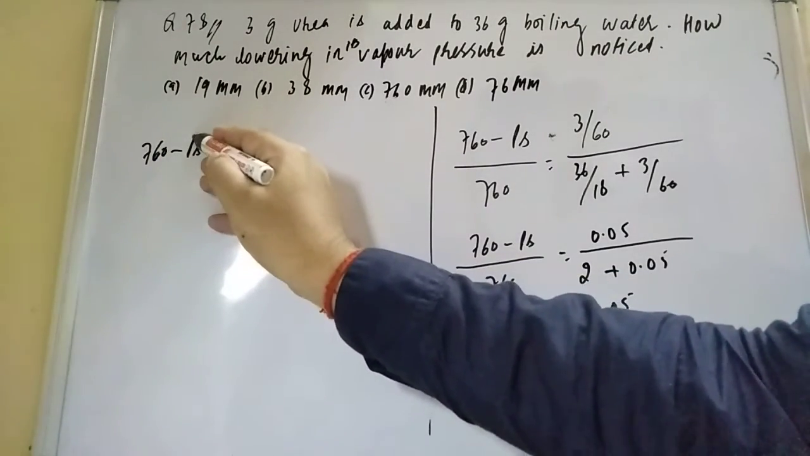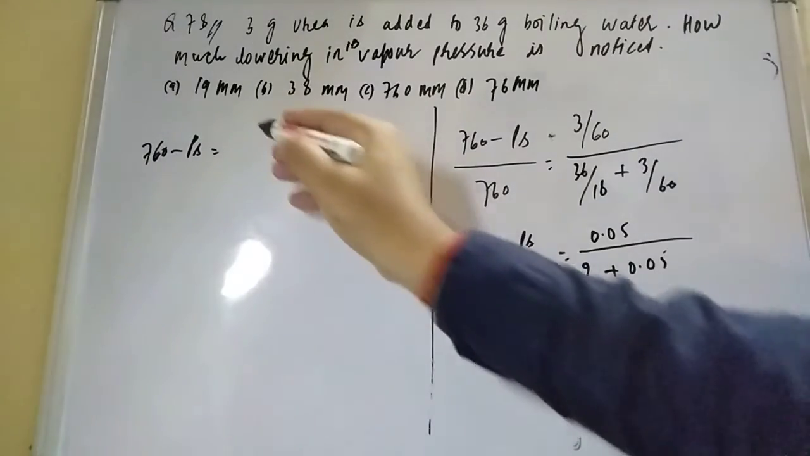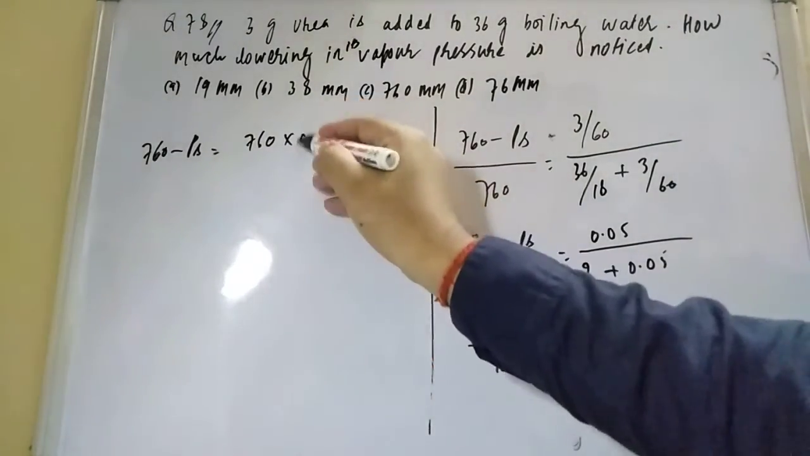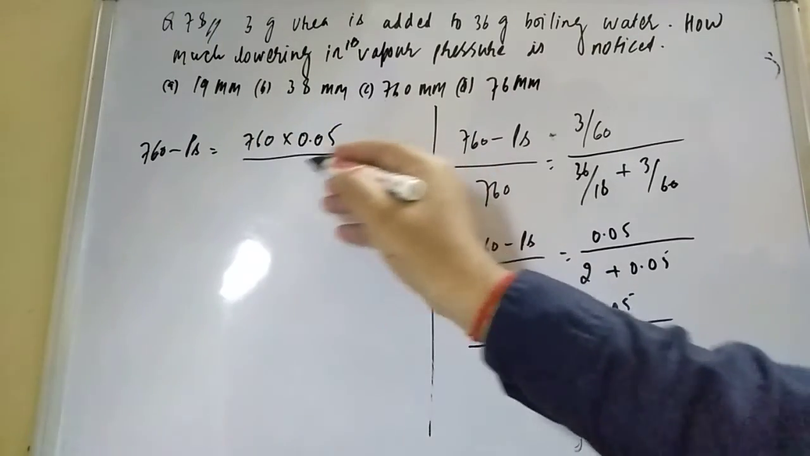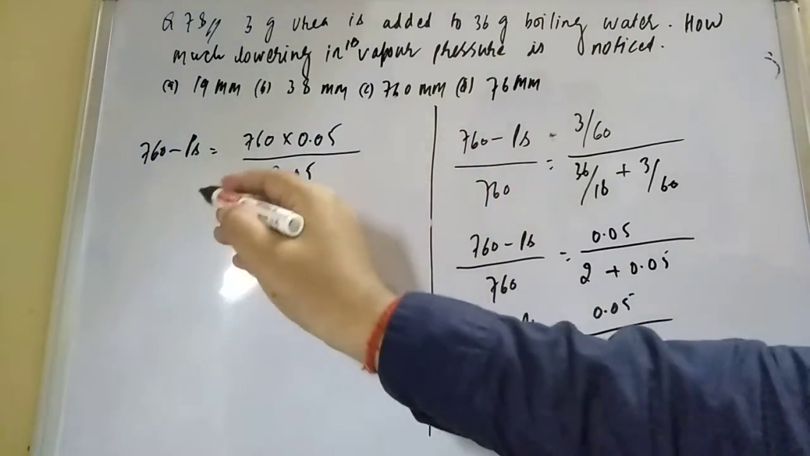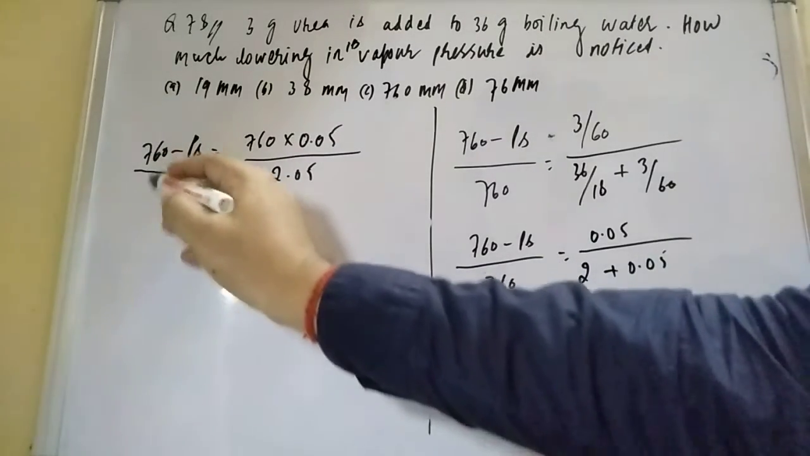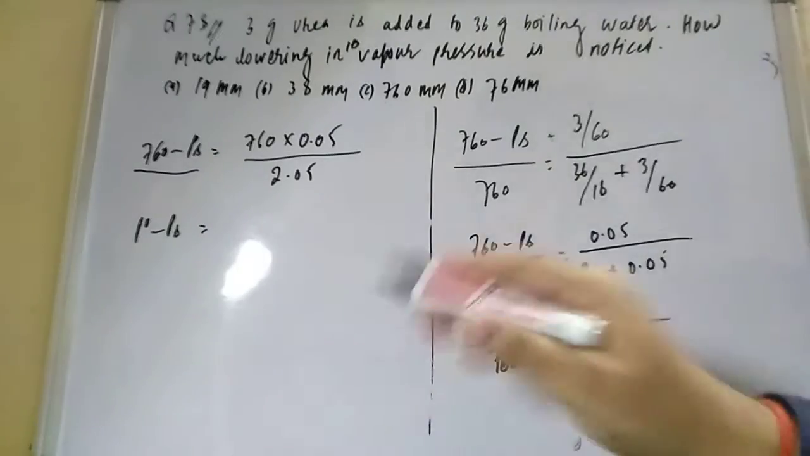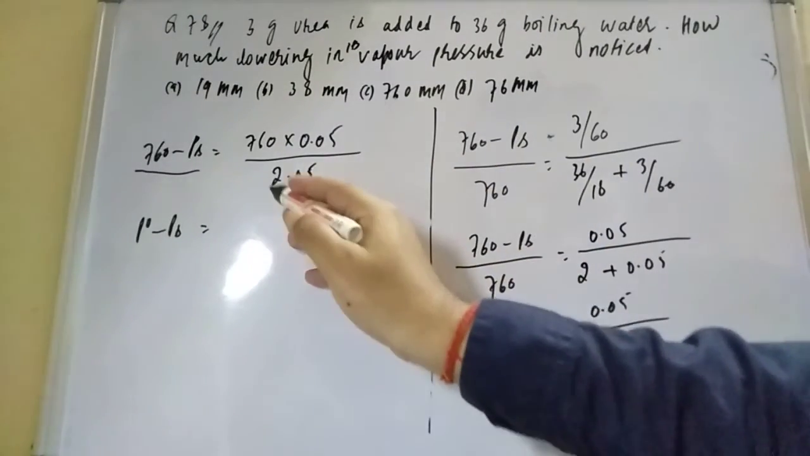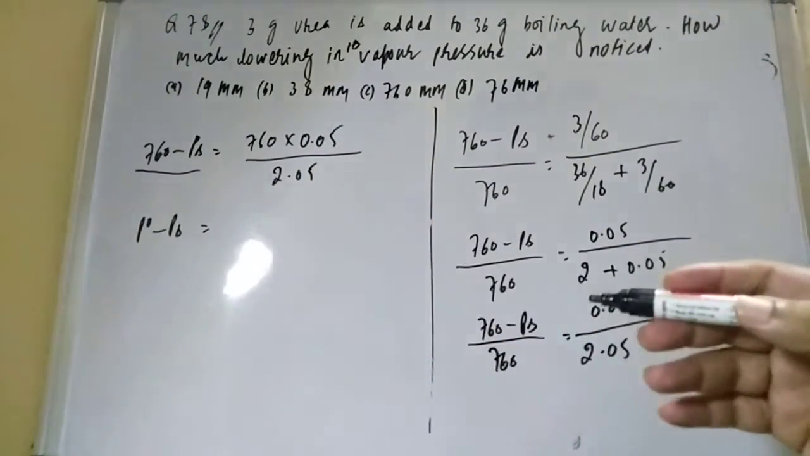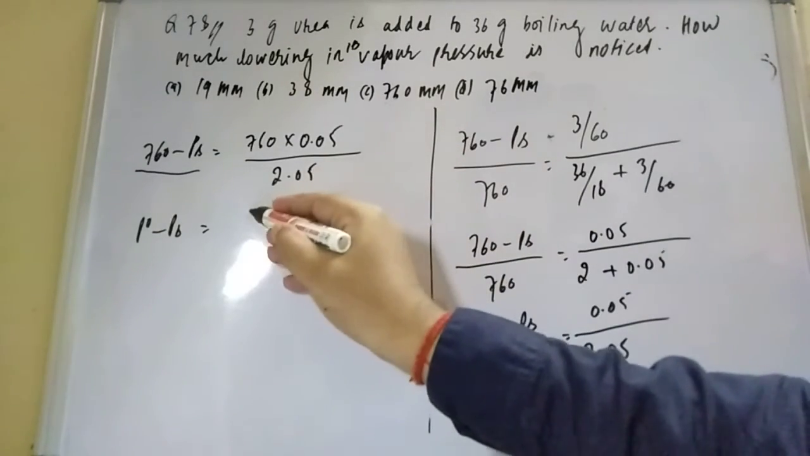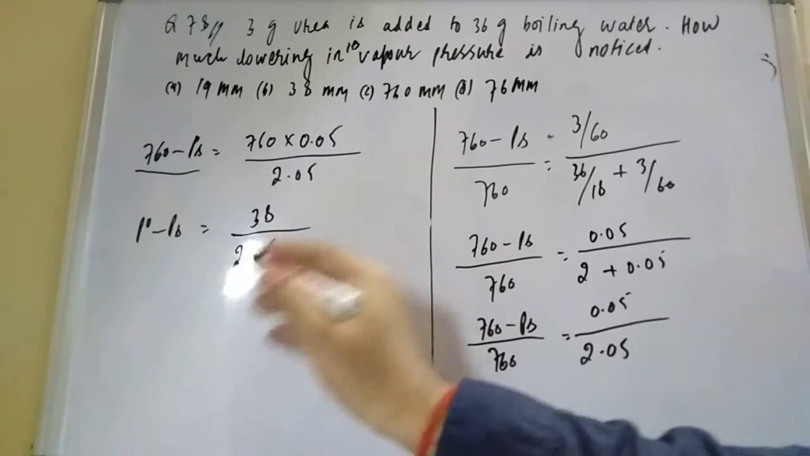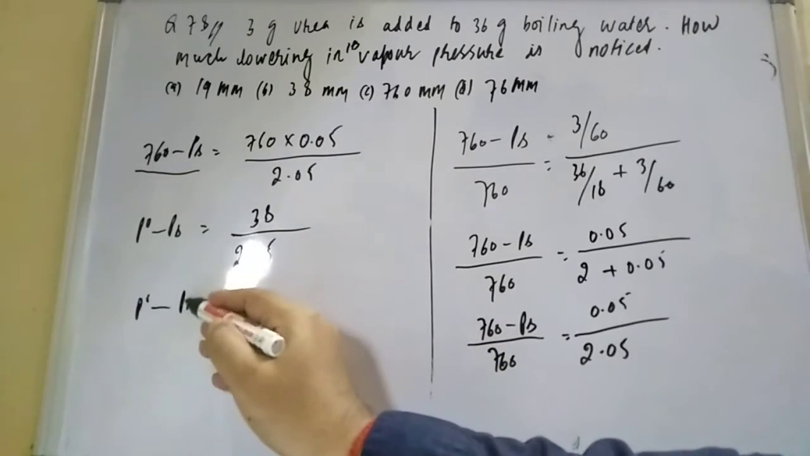760 minus PS equal to this, they are asking. So it will come 760 into, cross multiply, 0.05 divided by 2.05. So this is P naught minus PS. They are asking the lowering in vapor pressure. So lowering in vapor pressure, how much will it come, student, if you are going to calculate? It is coming 38 by 2.05.